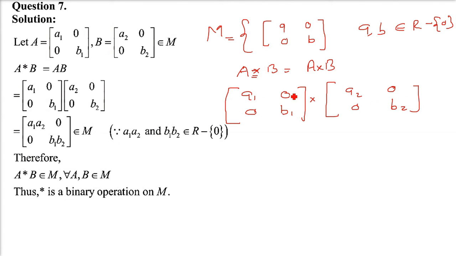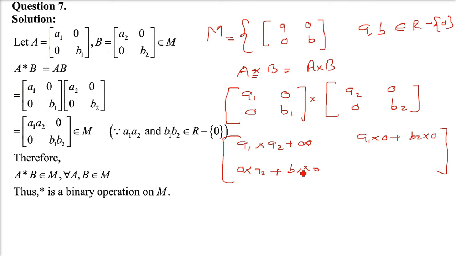Now the first row has to be multiplied by both the columns. So A1 into A2 plus 0 into 0. Then we have first row with second column, so A1 into 0 plus 0 into B2. Then we have the second row with the first column, so 0 into A2 plus B1 into 0. Then we have the second row with the second column, 0 into 0, and then B1 into B2, and then just add it.